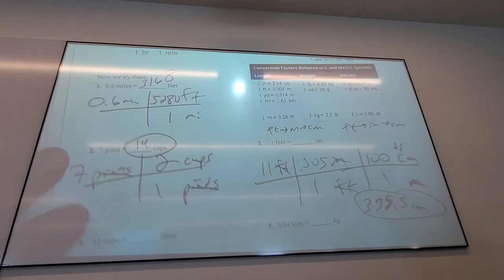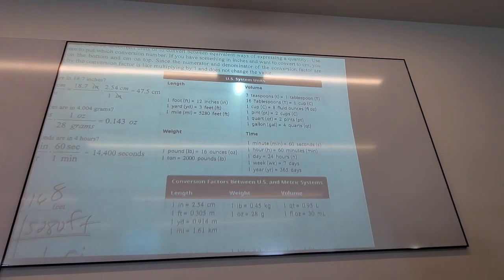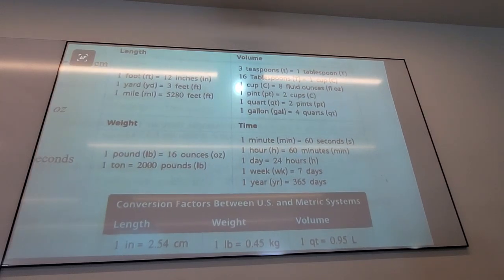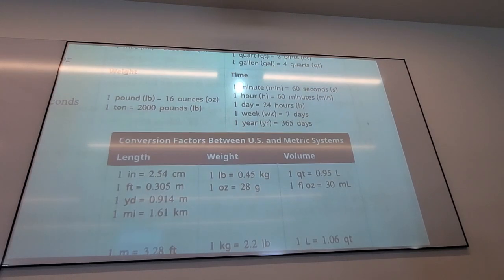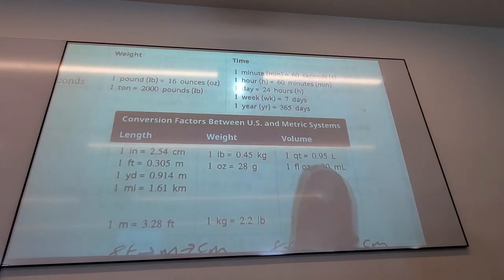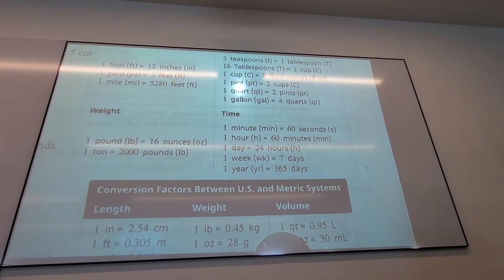Okay. And then cups to liters. Do you have a direct route? Cups to liters. So here's how you do it. On this page, where does it say anything about liters? Here, yes. 1 liter, so many quarts. 1 quart, so many liters, yes. So quarts is my middleman. Can I get from cups to quarts? Because if I can do that, I can get from quarts to liters.